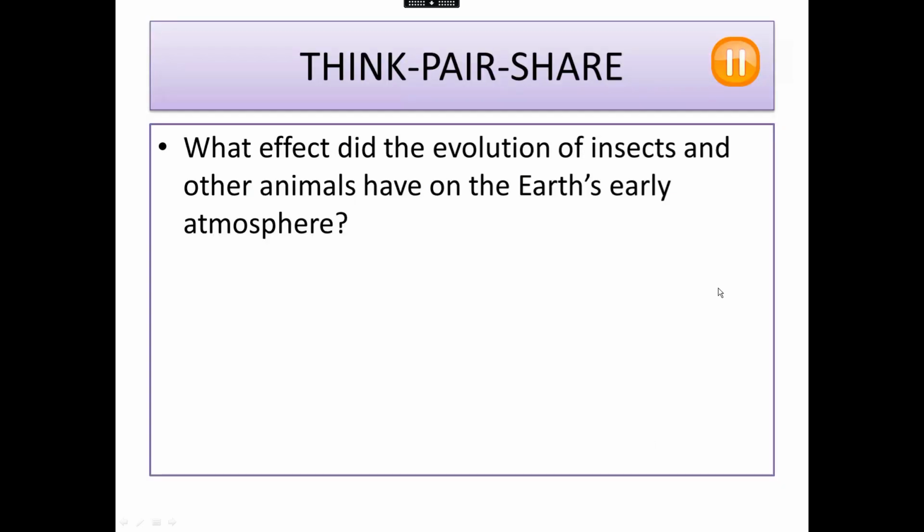Right, now have a think about this question. When animals then arrived, quite late on in the Earth's history, but when animals did evolve, what effect did that have on the Earth's early atmosphere? In what way do animals change the gases in the atmosphere? Pause the video. Use this opportunity to check your understanding. Think of your own answer first before you unpause it to check if you got it right. Pause it now.